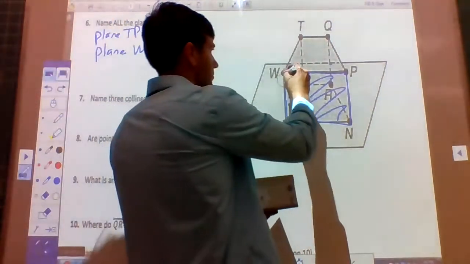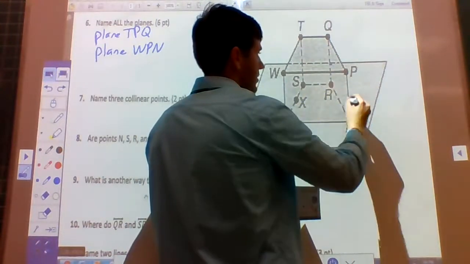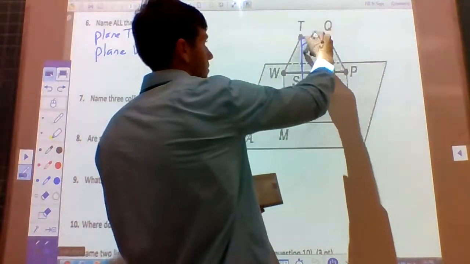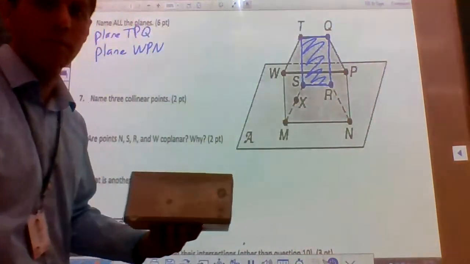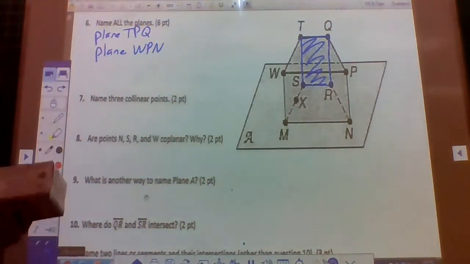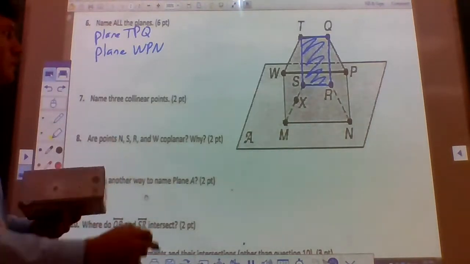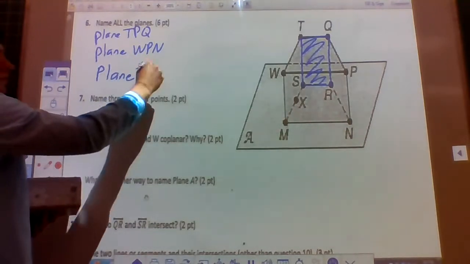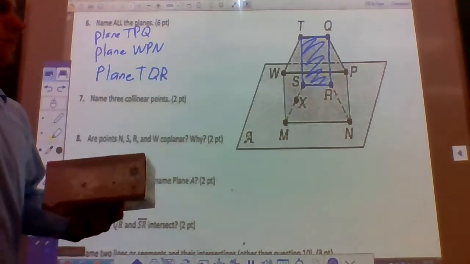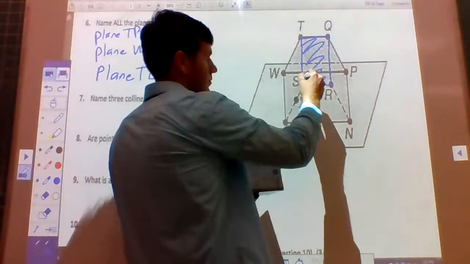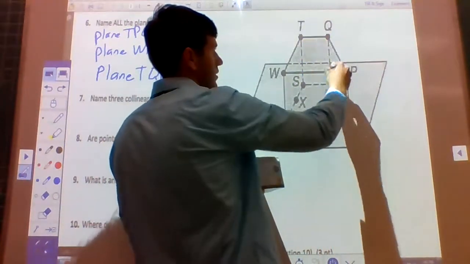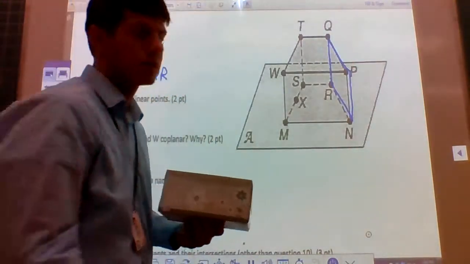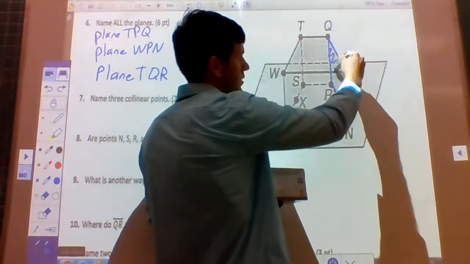How about the back? So here's the back. We want to pick 3 points that are on that plane that aren't all on the same line. So how about T, Q, and R? So plane TQR. Okay, let's pick one of the sides now. It's shaded.